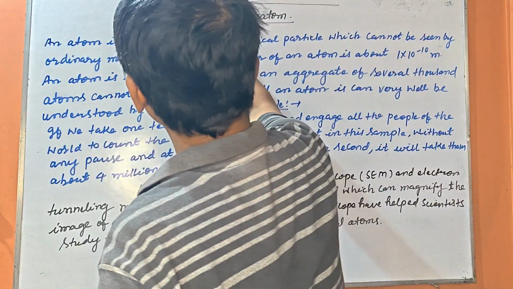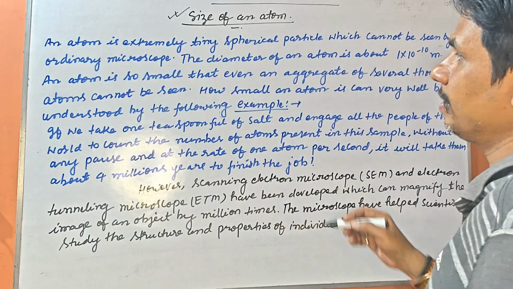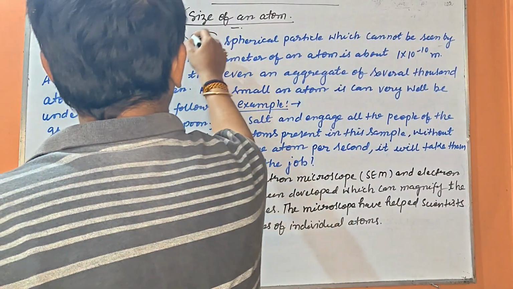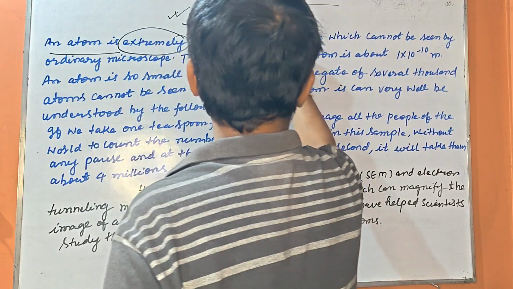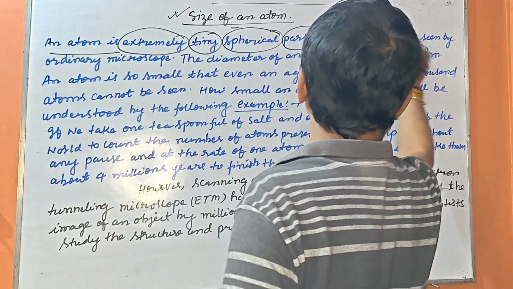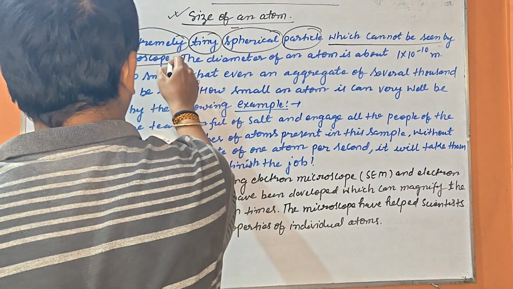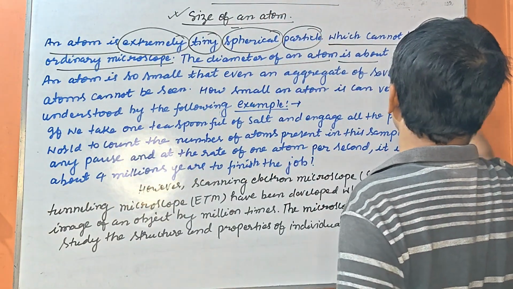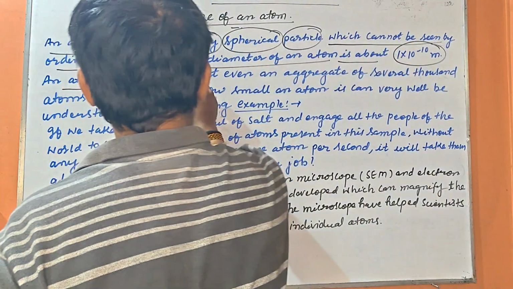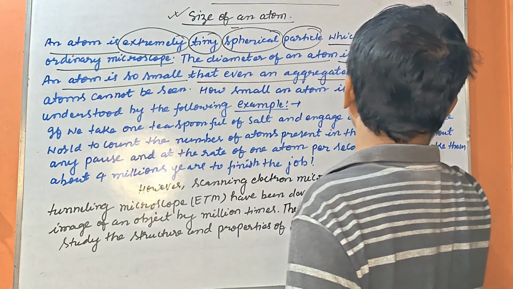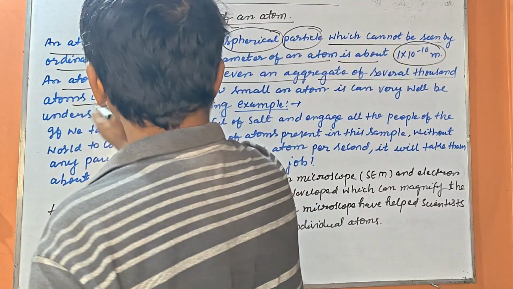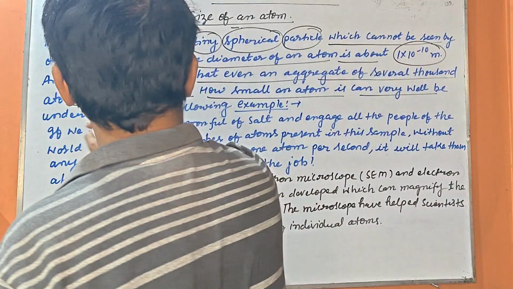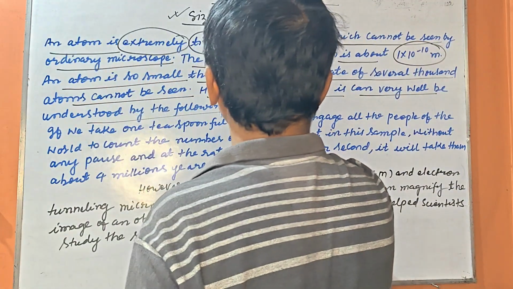So my dear students, let us understand the size of atom. An atom is an extremely tiny spherical particle which cannot be seen by an ordinary microscope. The diameter of an atom is about 1 into 10 to the power minus 10 meter. An atom is so small that even an aggregate of several thousand atoms cannot be seen. How small an atom is can be very well understood by the following examples.